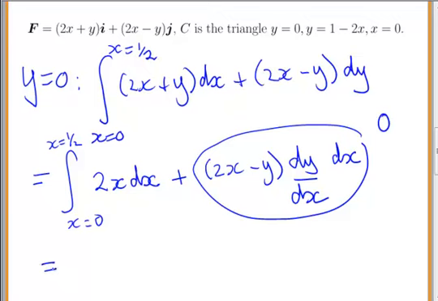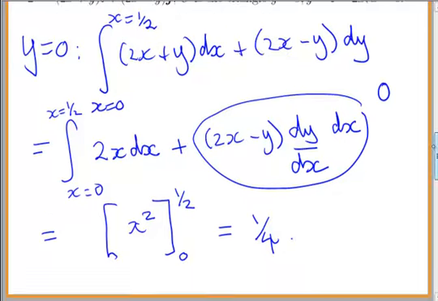That leaves us with a nice straightforward integral to do. The integral of 2x with respect to x is just x squared, from 0 to a half. Putting in the limits gives us a quarter. So that's the first side of the triangle done. Let's move on.